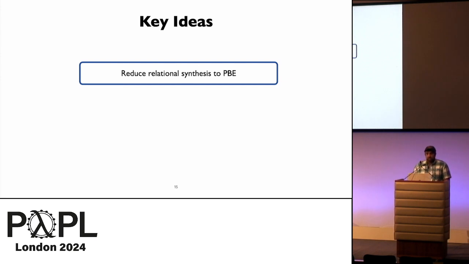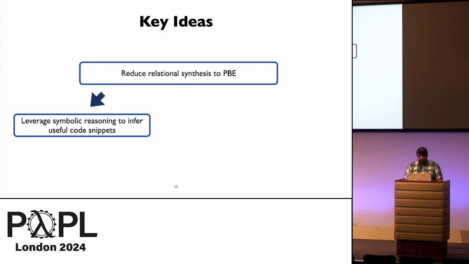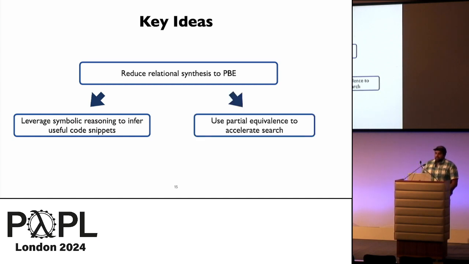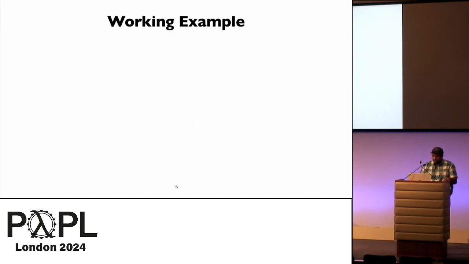And this reduction helps us in two additional ways. First, given this reduction to PBE, we can leverage symbolic reasoning to infer useful code snippets and augment our grammar with those. And then we also introduce this notion of partial equivalence to accelerate the search frontier using some kind of component-based synthesis.